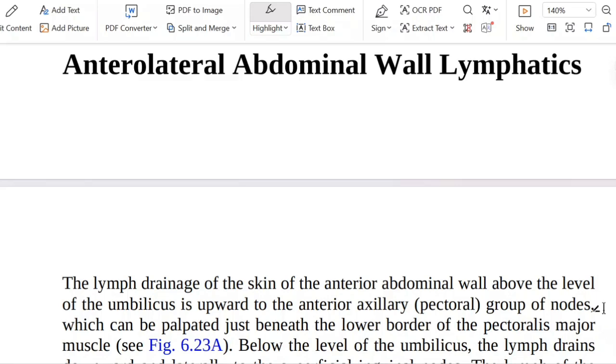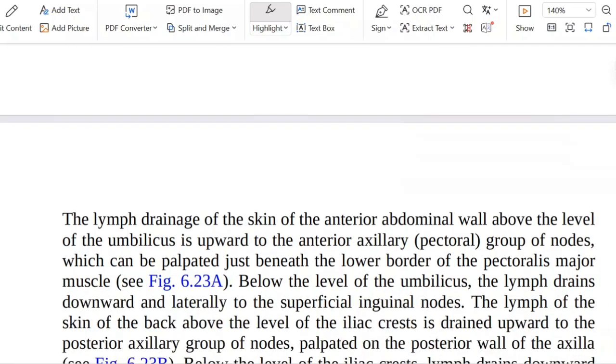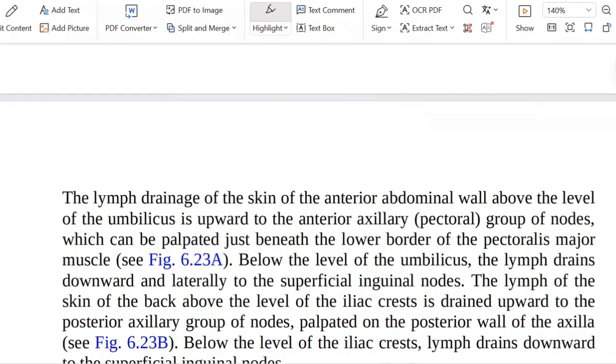So superficially, above the level of umbilicus, the lymph drainage of the skin of the anterior abdominal wall is going to drain upward into the anterior axillary nodes, that are the pectoral group of lymph nodes. They are called the pectoral group because they can be palpated just beneath the lower border of the pectoralis major muscle. And below the level of umbilicus, the lymph drains downward and laterally into the superficial inguinal nodes. Okay, so above the level of umbilicus into the anterior axillary group of nodes, and below the level of umbilicus into the superficial inguinal nodes.